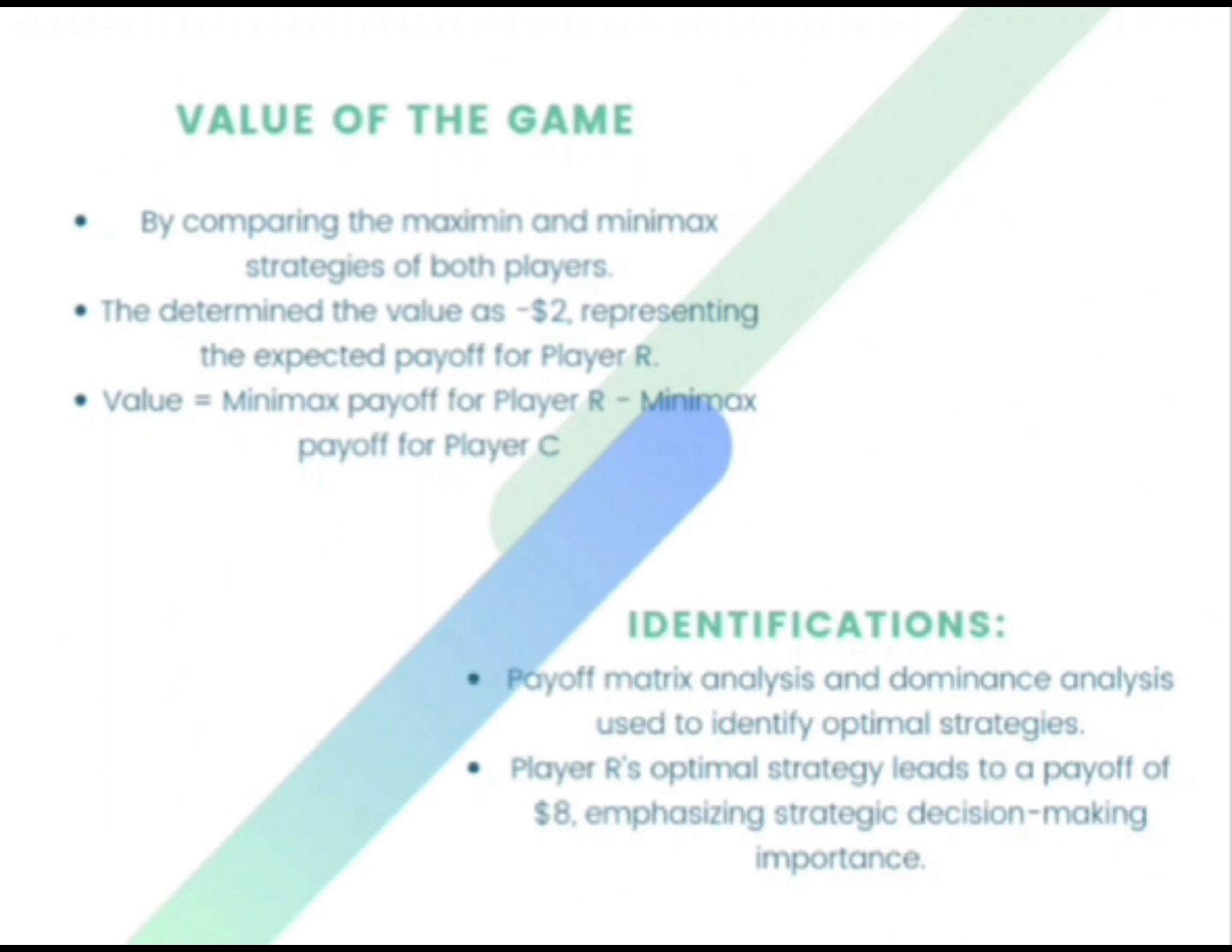Through the payoff matrix analysis and dominance analysis used to identify optimal strategies for player R and player C, it structured the selection and best response of strategies in the strategic interaction. Then player R's optimal strategy leads to a payoff of $8, emphasizing the importance of strategic decision-making.